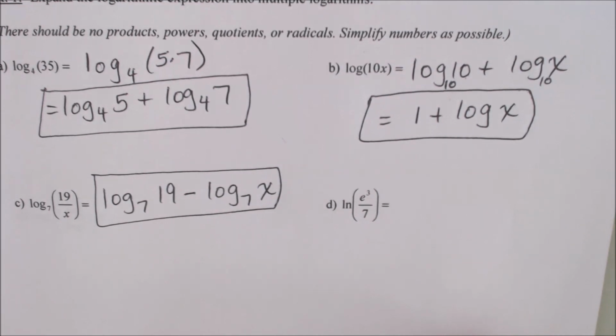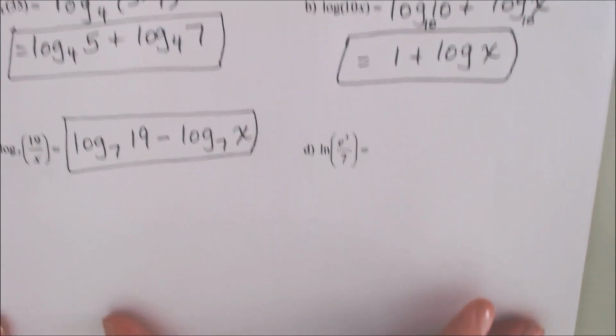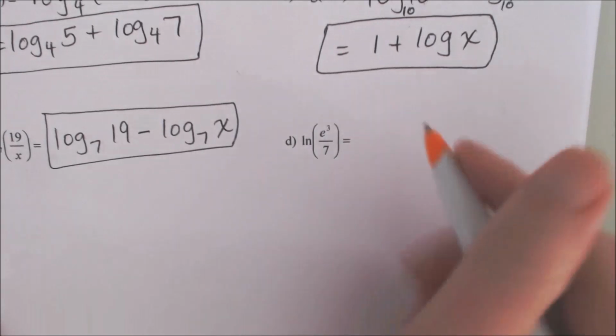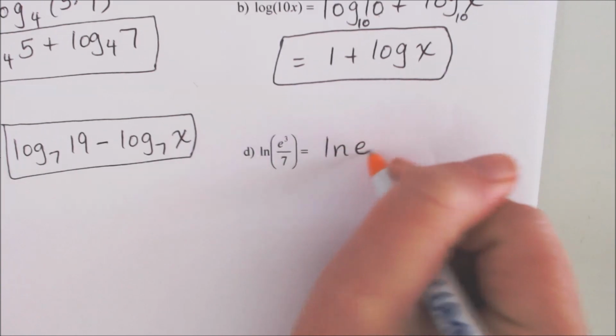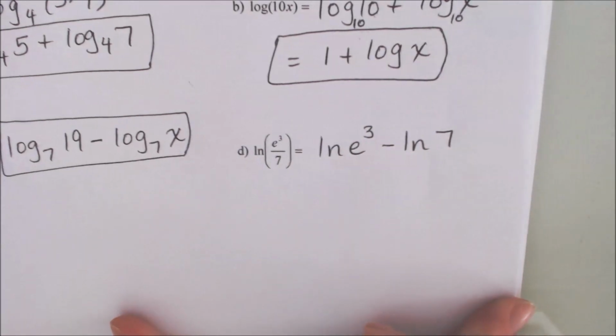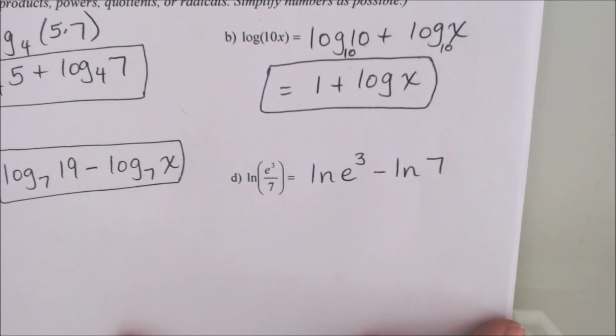Let's try letter D. We have natural log of e to the third divided by 7. So again, it's being divided, so we can separate it using that quotient rule. And so we'll write it as the natural log of e to the third minus the natural log of 7. And just like the one above it, anytime you can simplify to a number, you want to go ahead and do that.